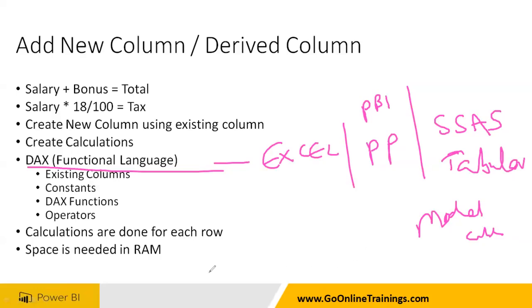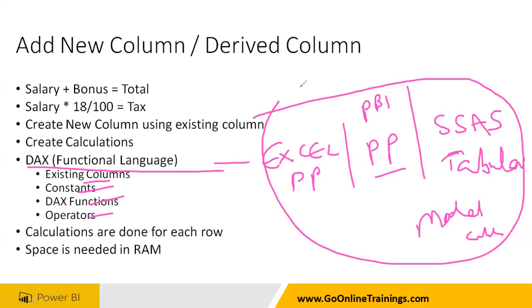Functional language means it is going to have a lot of functions, existing columns, constants, DAX functions, and operators. This is what we're going to be using. A lot of functions we're going to be implementing as part of DAX. DAX can be implemented in Excel Power Pivot, Power BI, and the SSAS tabular model cube whenever you create one. And if you want to create complex aggregations, DAX can be implemented. DAX is a functional language, which means it has a lot of functions. Function means a lot of programs that you can use to perform some activities very easily.